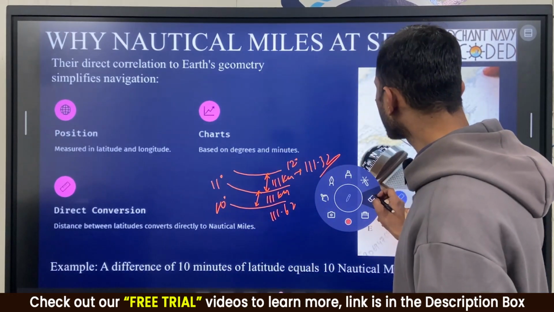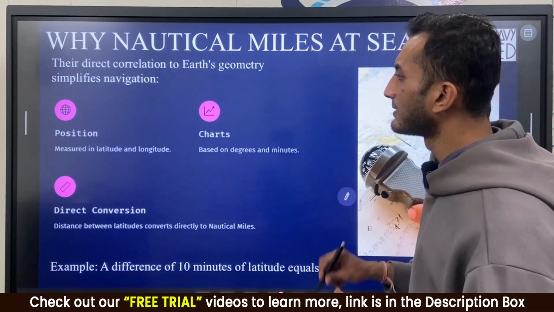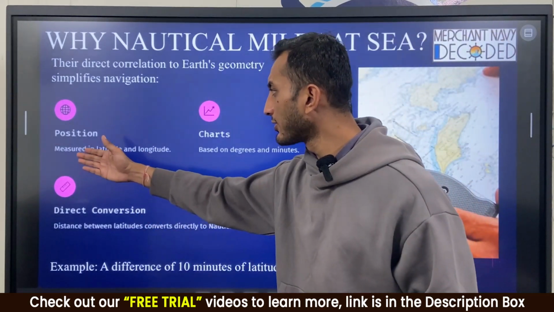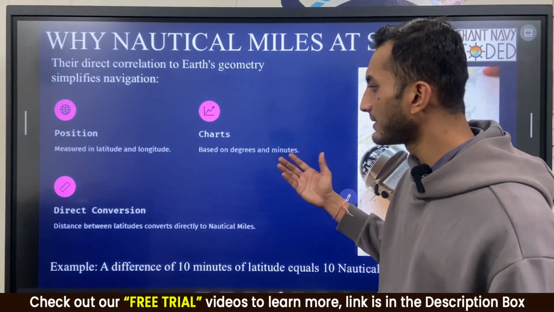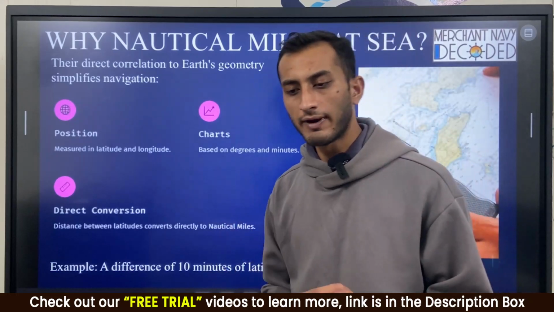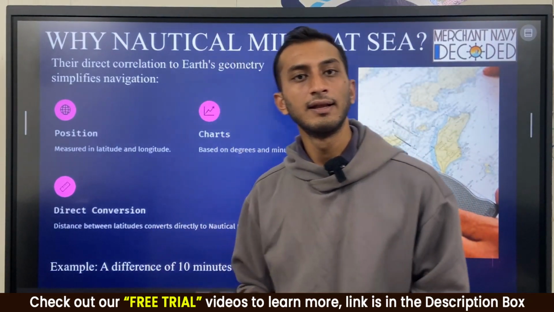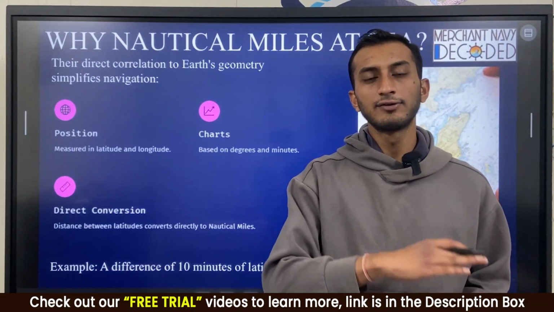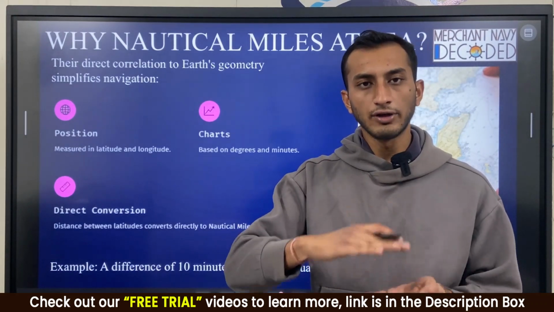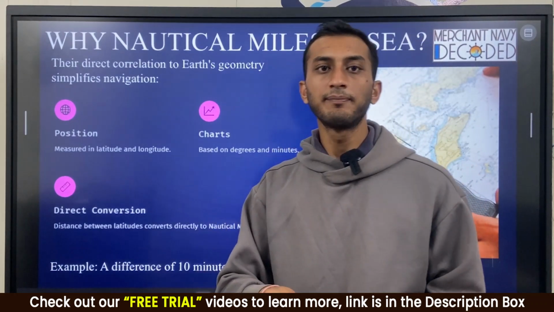Okay, so that's why we use nautical mile. Position is measured in latitude and longitude, charts are based on degrees and minutes. This is an overview of why nautical mile is used, not some other values, because the latitude distances are constant and they don't vary from place to place.